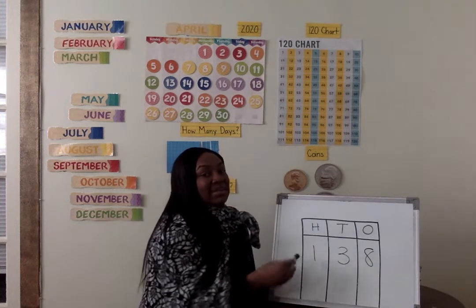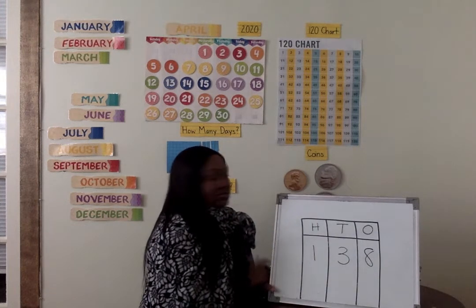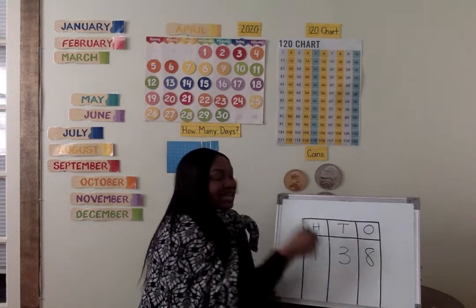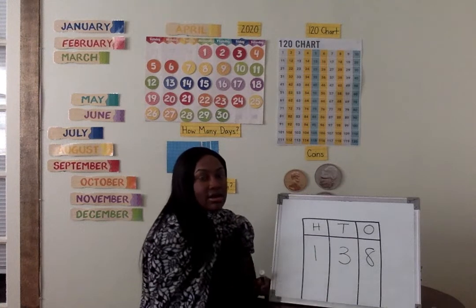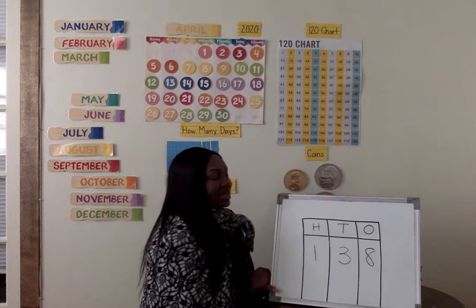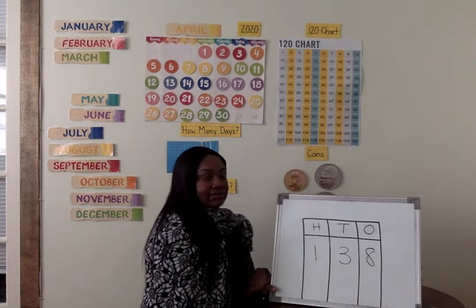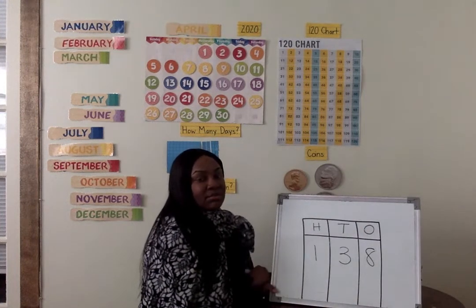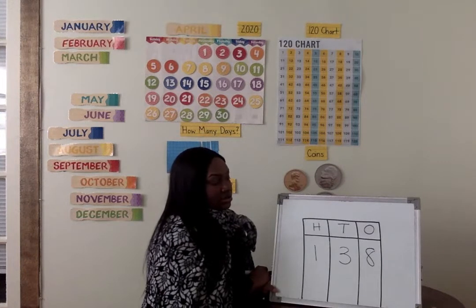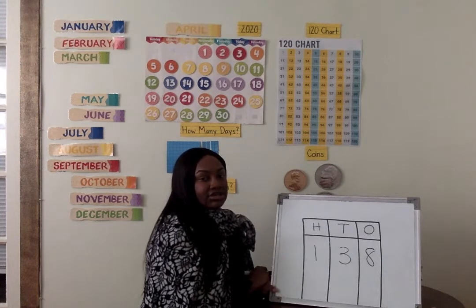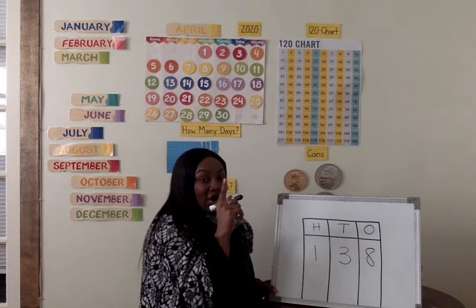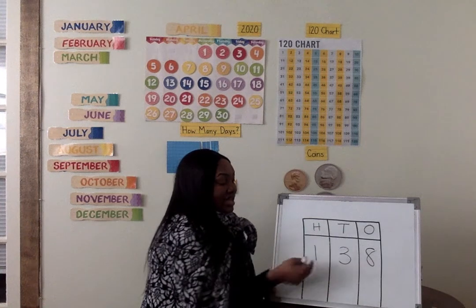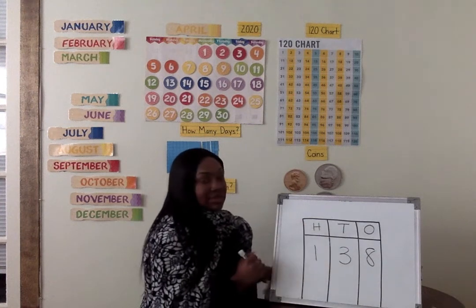How many digits are in the number 138? Let's count. 1, 2, 3. So in the number 138, there are 3 digits. Great. How many hundreds are in the number 138? Looking at the hundreds, tens and ones chart, how many hundreds are in the number 138? So easy. Show me in 3, 2, 1. Oh, if you have a number 1 up, you're right. There's only 100 in the number 138 because there's a 1 in the hundreds place.